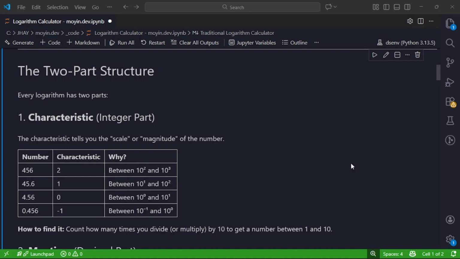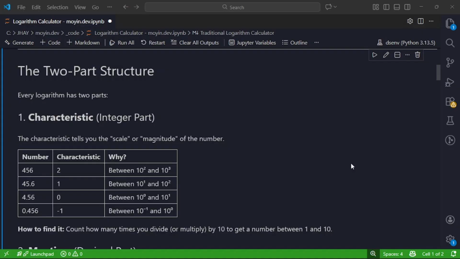Before the decimal point, we have the integer. That integer is called the characteristic, and it tells you the magnitude of the number. How many times can I divide this number by 10? An example is given here. The number 456.